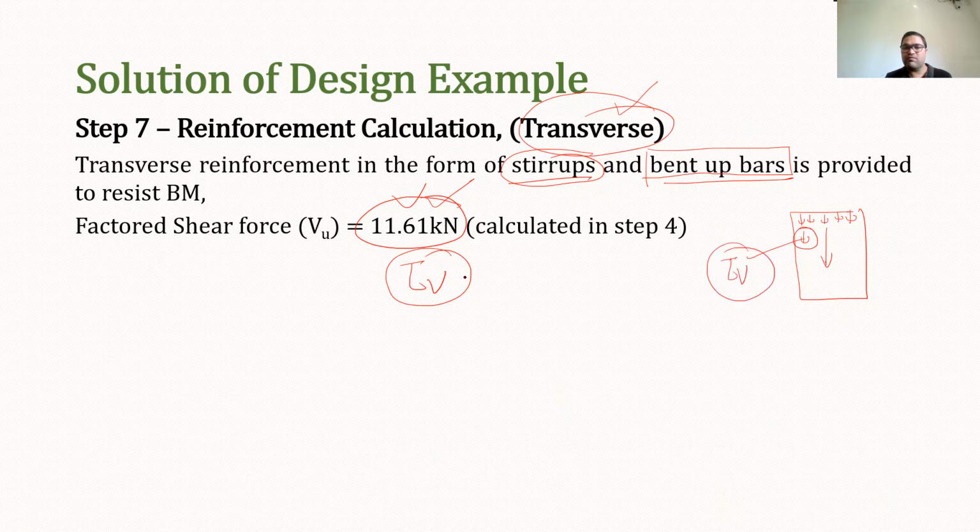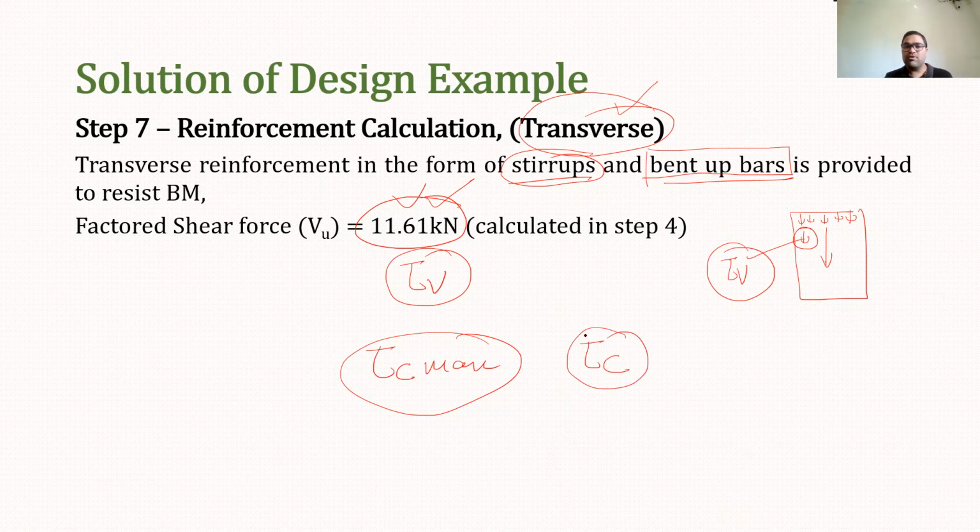So we have to first find out the value of tau v, and then we have to compare this tau v with the strength of concrete. The strength of concrete is basically of two types. One is the maximum shear strength of concrete, which we express as tau c max. And the second one is the permissible shear strength of concrete, which we express as tau c. And this tau c is basically dependent on the amount of steel present at the support.